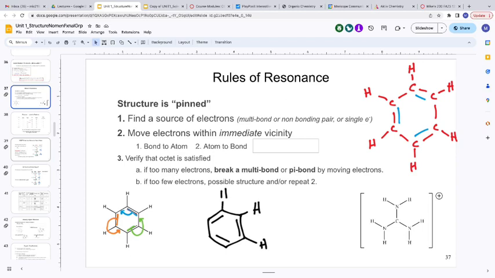Are all the double bonds in the same locations? No. They have all equally shifted around the molecule. How did they shift around the molecule? The electrons moved from bond to bond, bond to bond, bond to bond. Because the molecule was also cyclic, that allowed those electrons to all just kind of shift one location all the way around and the molecule to remain neutral. This is a very particular scenario.